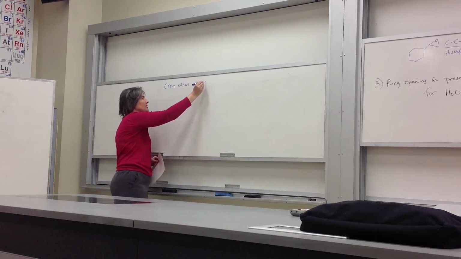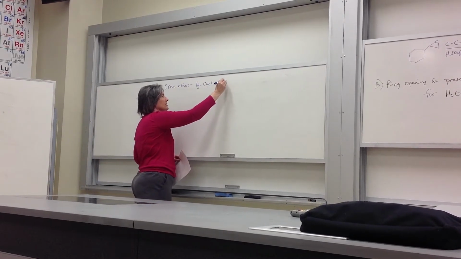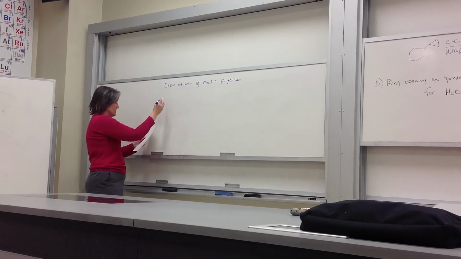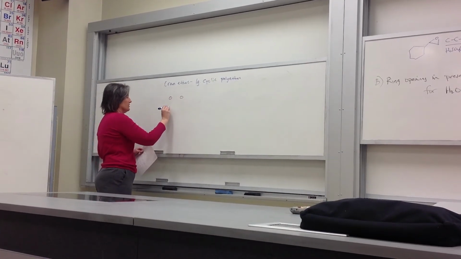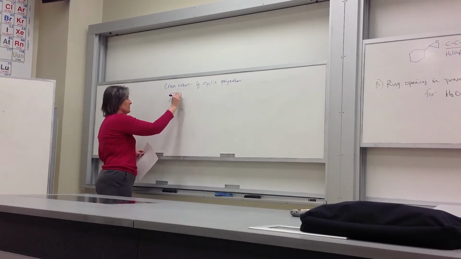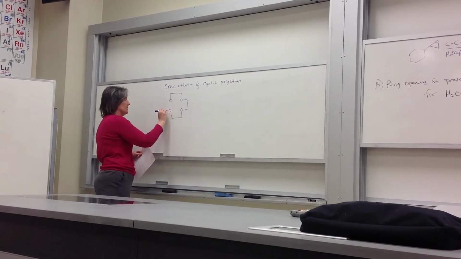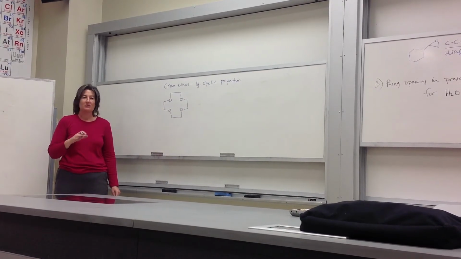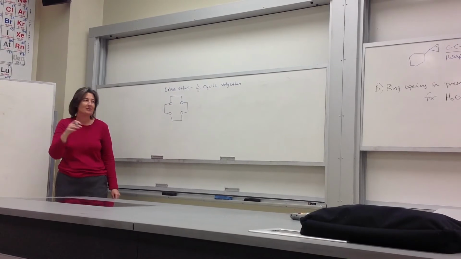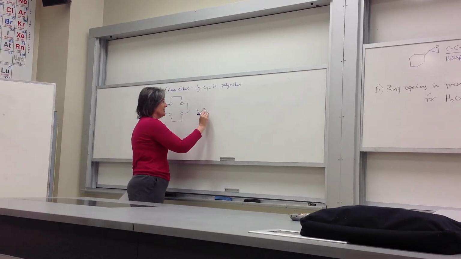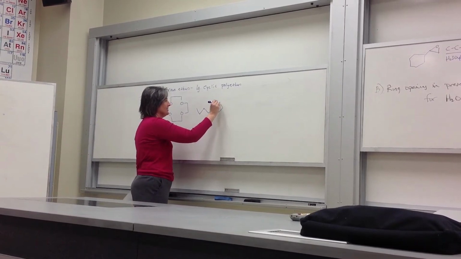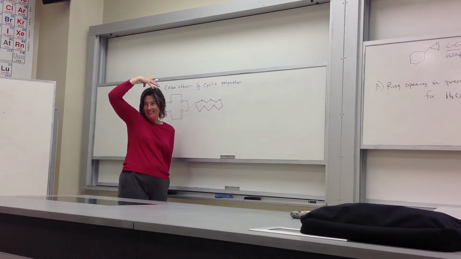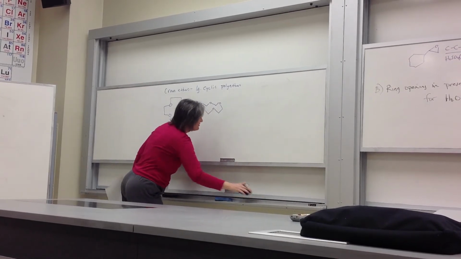Crown ethers are large, cyclic polyethers. They look like this. This is an example of one. And they're called crown ethers because when you look at a molecular model of them sideways, when they get big, they sort of look kind of like a crown. So that's why they're called crown ethers.